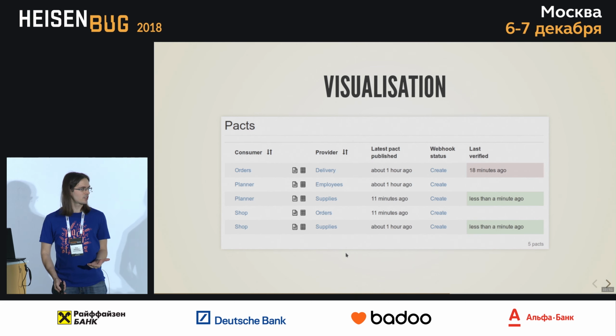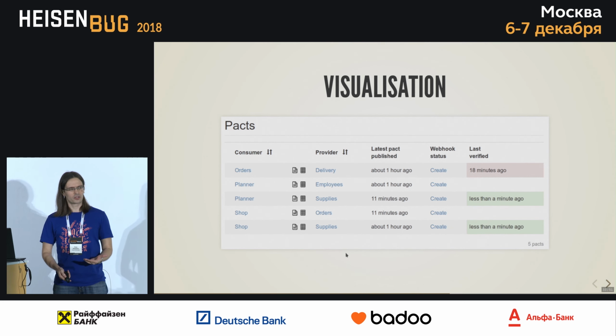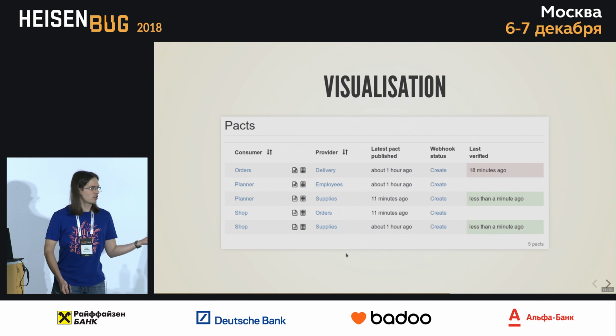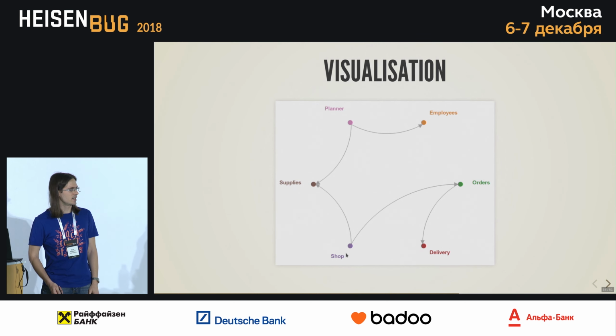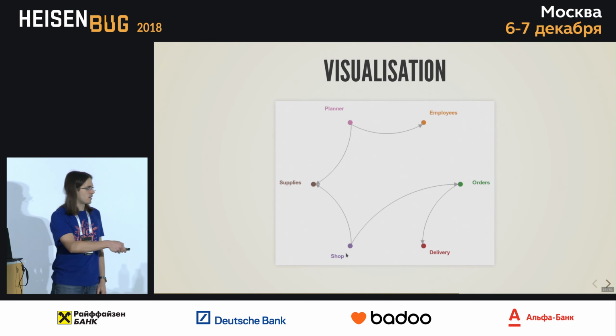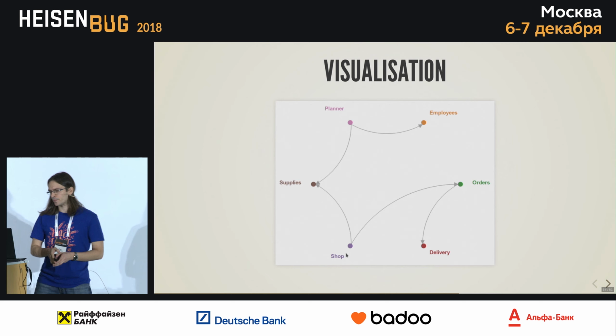Maybe there is no central place in a company that says how many services we have and which talk to which. You can see how often those contracts are verified, if they pass or not. It can even draw nice diagrams like this, so we can see that our supplies application is called by planner, but also by shop application.